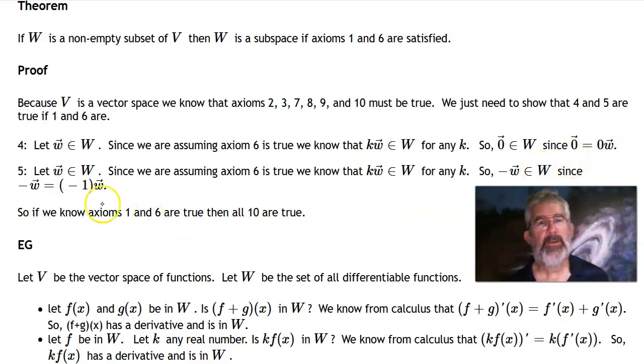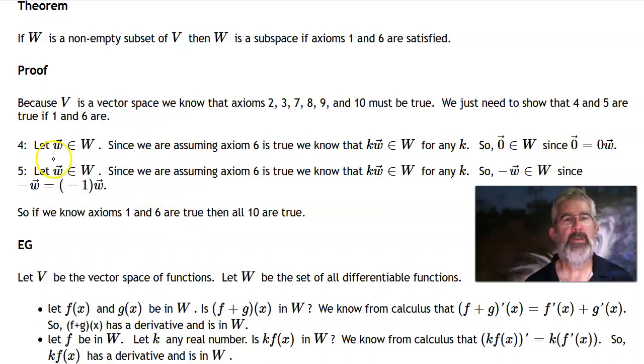Likewise, for axiom 5, given any vector in W, and again, knowing that axiom 6 is true, we know that kW is in W. In particular, let k be -1. And with k equal to -1, -1 times W is the additive inverse. In R2, that's how you could find the additive inverse, is multiplied by -1. And since that's created by scalar multiplication, we know that this additive inverse of W is in W, and so we have additive inverse as desired.